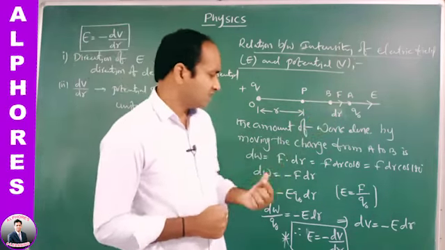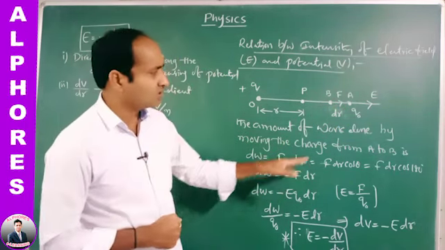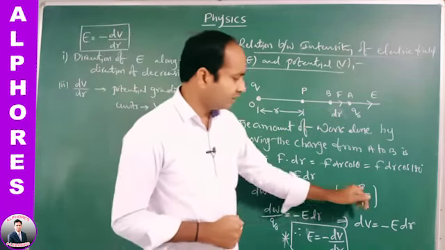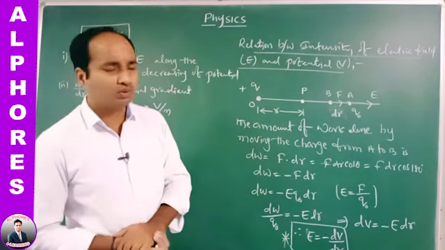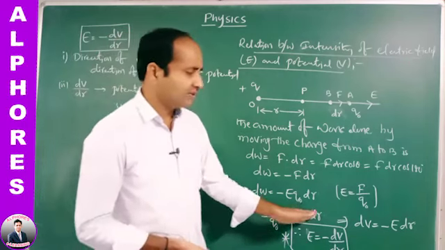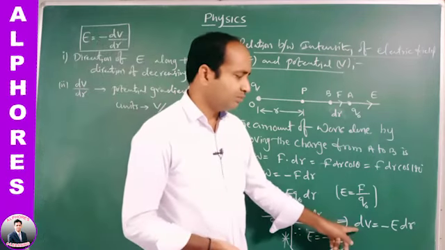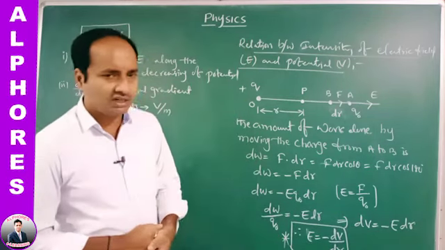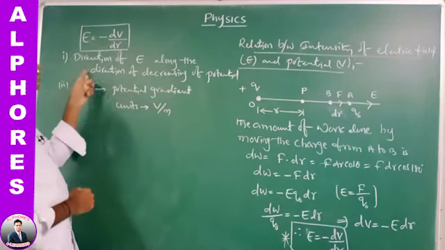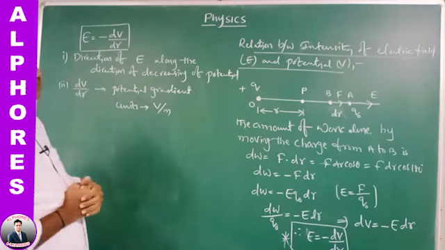In this case the work done is dW equals force into displacement, F dot dr. They are opposite in direction, 2 vectors, so we may write minus F dr. But F in terms of electric field can be written as E Q0, so dW equals minus E Q0 dr. From this, dW by Q0 is equal to minus E dr. What is dW by Q0? It is a small change in potential. dV is equal to minus E dr, so E is equal to minus dV by dr. So the direction of electric field is in the direction of decreasing value of potential, and dV by dr is called potential gradient.